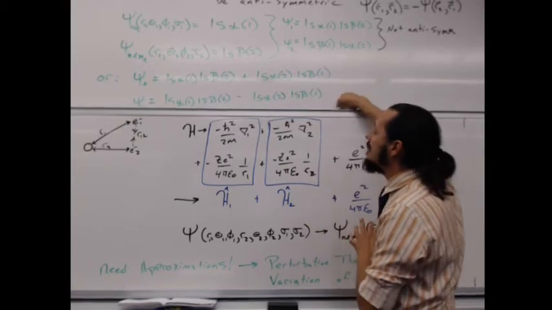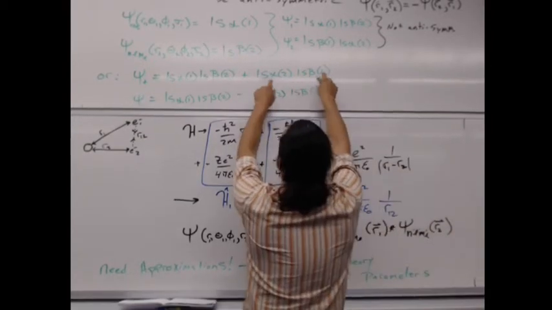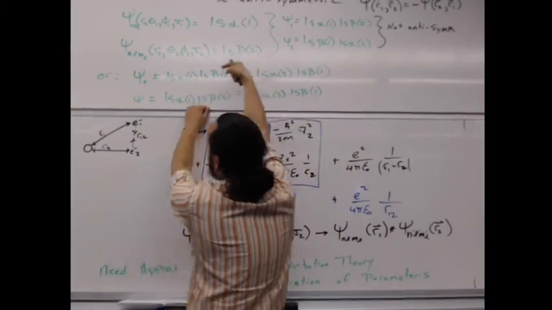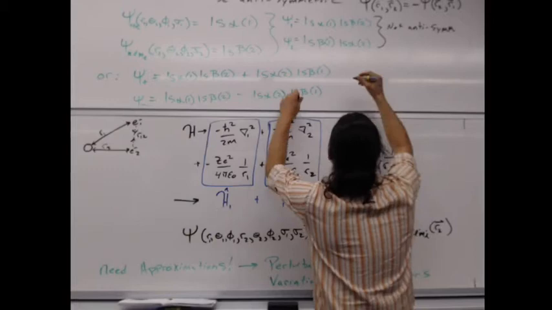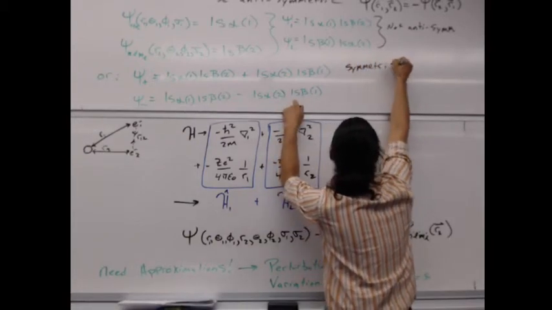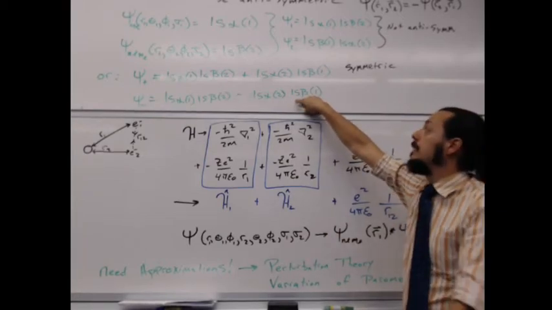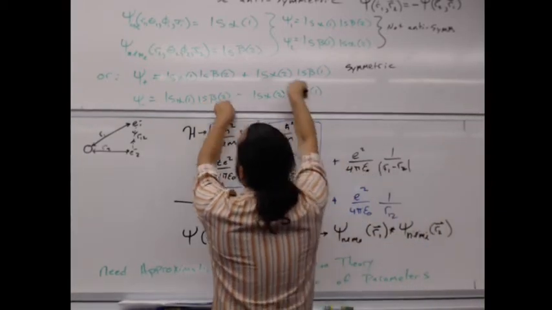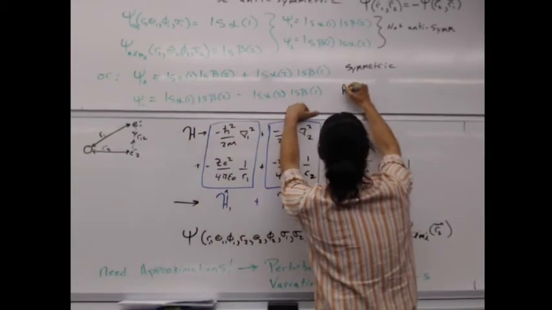And I hope you can see if I flipped my 1s and my 2s, my psi plus would not be any different. This would be symmetric. But in my psi minus case, if I flip my 1s and my 2s, I would bring that negative sign out front. So this one is anti-symmetric.